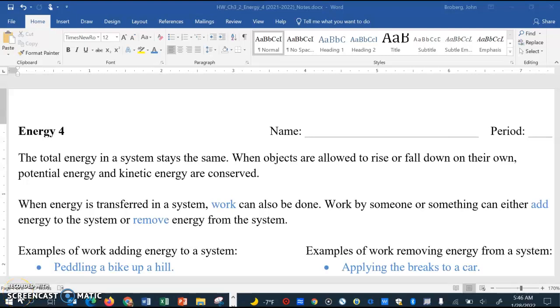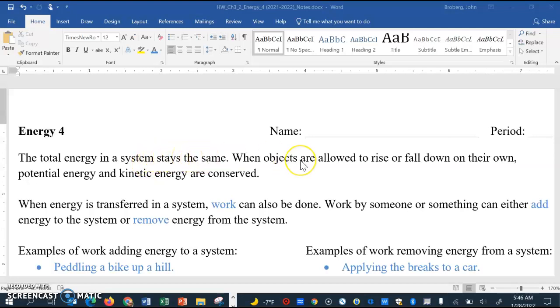Hey physics peeps, we're going to take a look at this energy 4 worksheet, and there's some notes that I want you to copy down as we're going through, and then we'll solve out a problem or two at the end. So we've learned so far the total energy of a system stays the same.